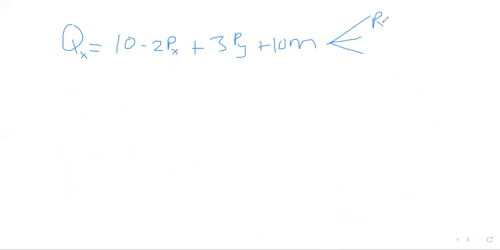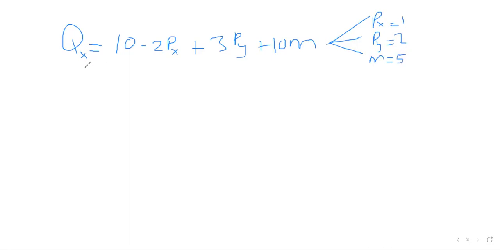For instance, we have Q = 10 minus 2 price of X plus 3 price of Y plus 10 M, where we are told that the price of good X is 1 kwacha, the price of good Y is 2 kwacha, and the income is 5 kwacha.